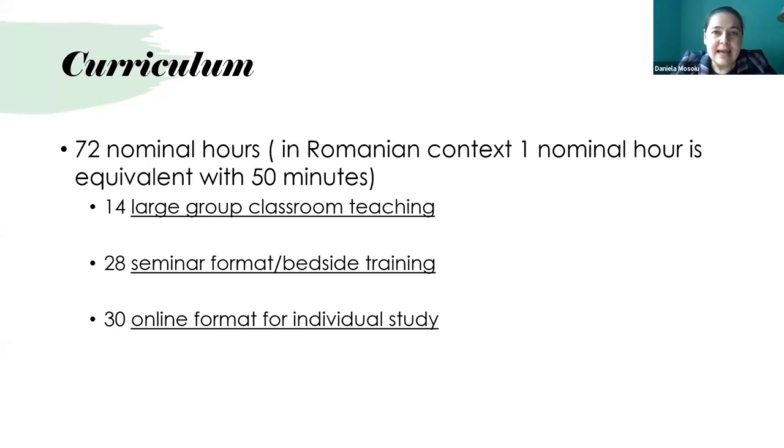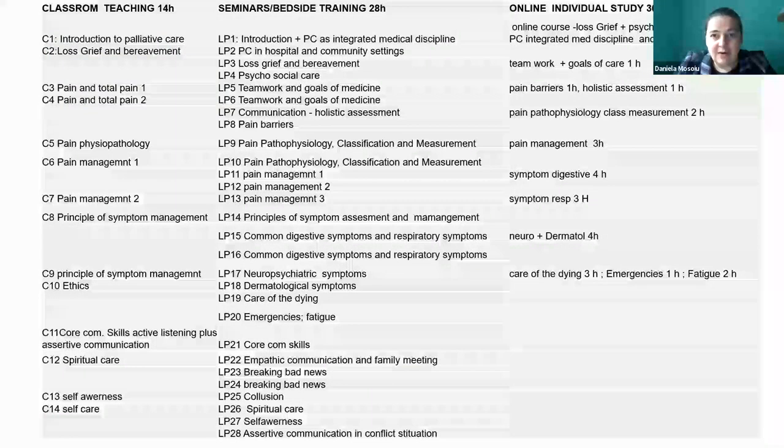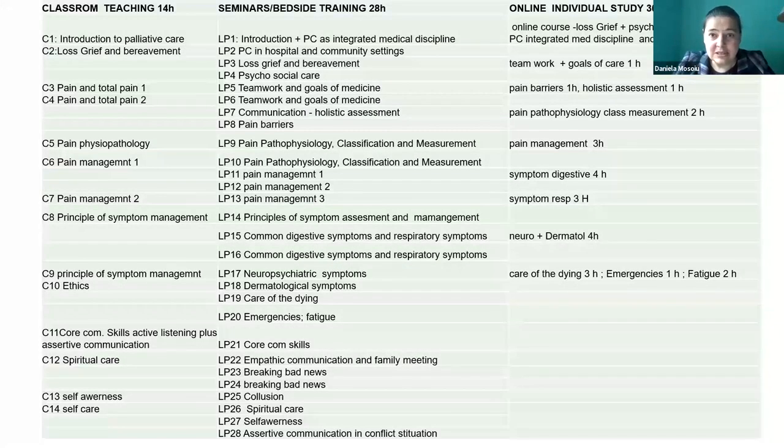And these hours then have been split into 3 types of learning. So 14 hours for teaching the whole group of students in a more frontal, classroom format. And then other 28 hours for teaching smaller groups in a seminar format or taking students to the hospice to do really bedside training. And then other 30 hours were in an online format for individual study. So maybe it's easier for you to understand. This is how it was for Romania when I applied it in my university.